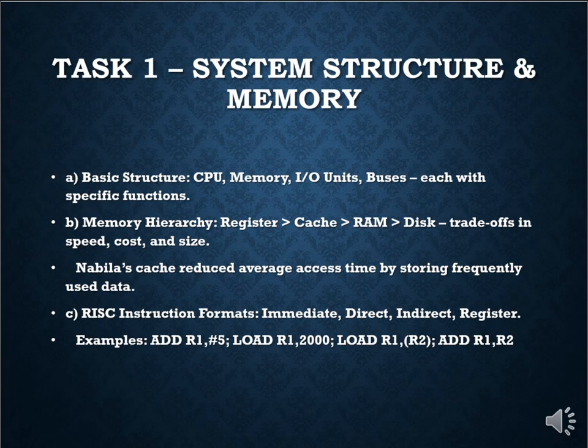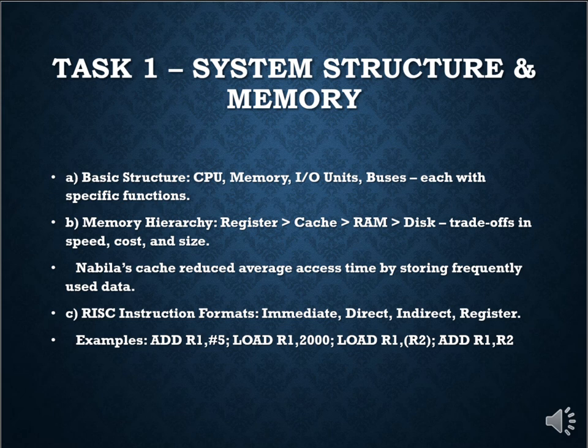Task 1 is about understanding the basic structure of a modern computer system. The CPU executes instructions, memory stores data, I/O units handle communication, and buses connect everything. The CPU is the brain. It fetches, decodes, and executes instructions. Memory stores both the program instructions and the data. I/O units are like the system's senses and hands. They send data out and bring new data in. Buses are the highways that connect all these components.